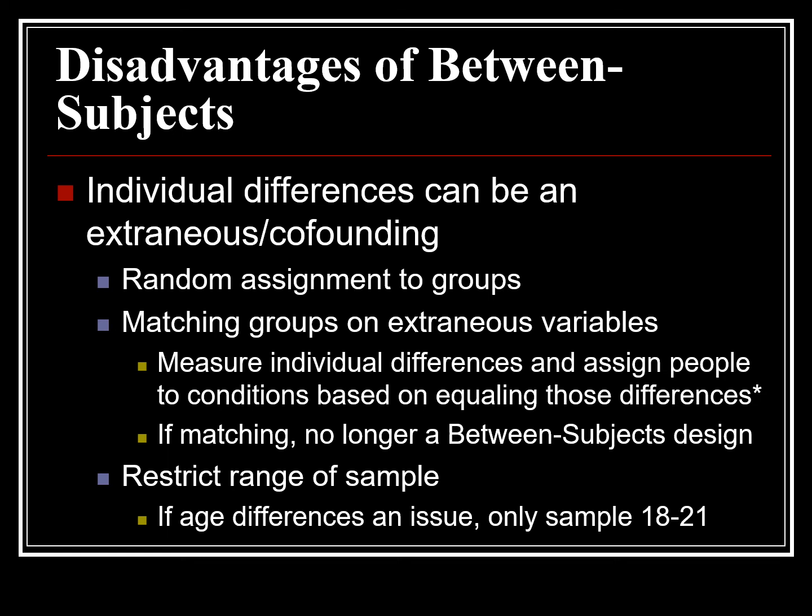Finally, we may just want to restrict some of the definitions of our sample itself. So, for example, if age differences are an issue, we're worried about young people versus old people, we may want to restrict our sample to only 18 to 21-year-olds. So one of the other ways we can try to reduce extraneous or confounding variables when we find them is potentially remove them from our sample.